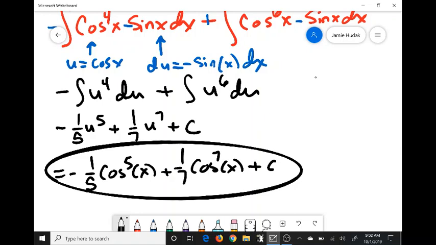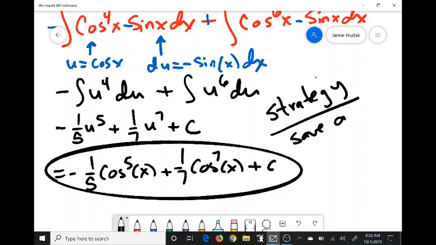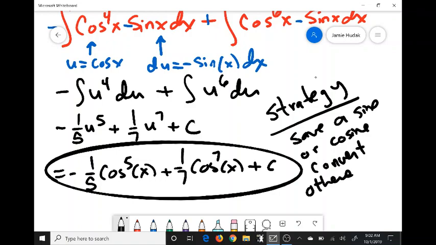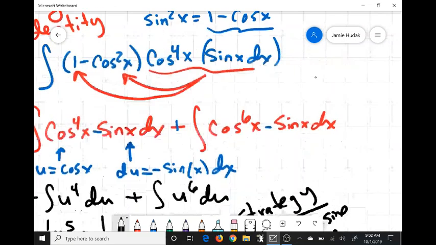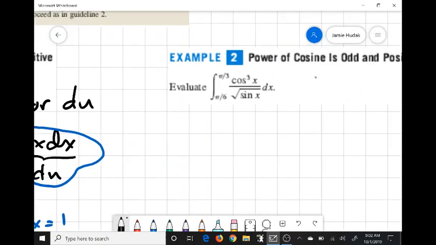What was the strategy? The strategy: save a sine or cosine, convert others to match. In order to convert, we needed an even power to use the Pythagorean identity. So that was our first example. Let's look at our next example here.